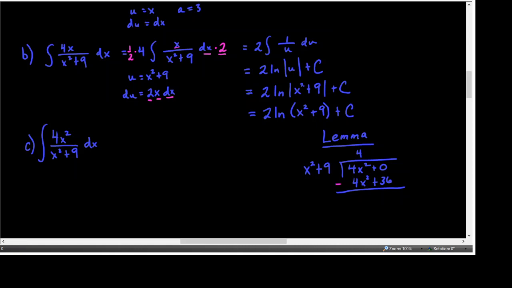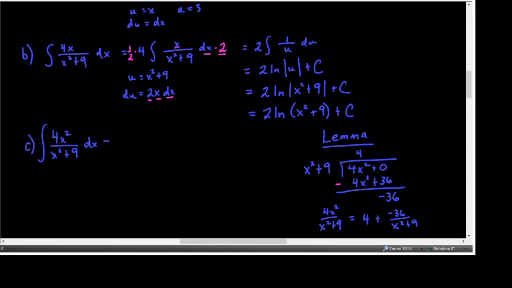4x squared minus 4x squared is 0 x squared, and I'm not going to write that. Then 0 minus 36 leaves negative 36. x squared does not go into negative 36, so we're going to stop the problem and say that this division has now been done, and 4x squared divided by x squared plus 9 gives us a quotient of 4 plus, then we take the remaining part, the remainder, negative 36, over the divisor x squared plus 9.